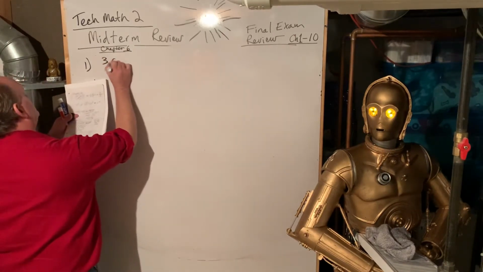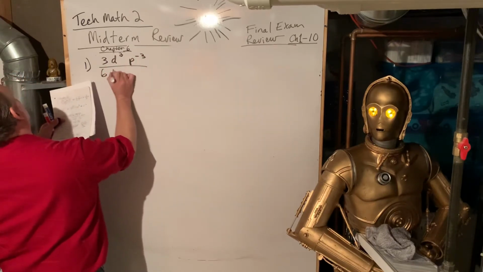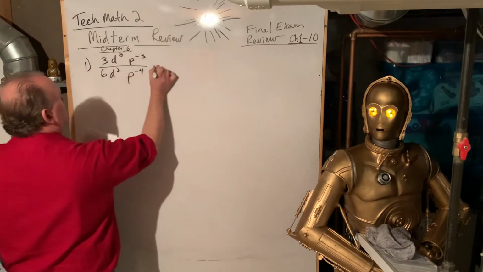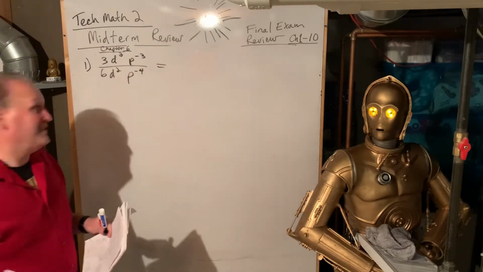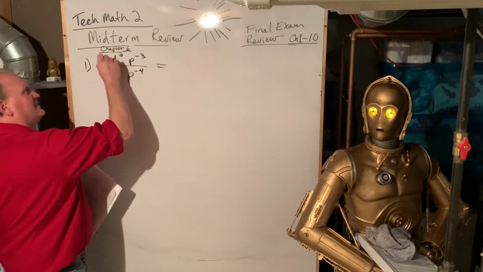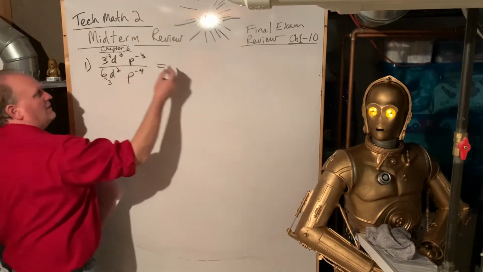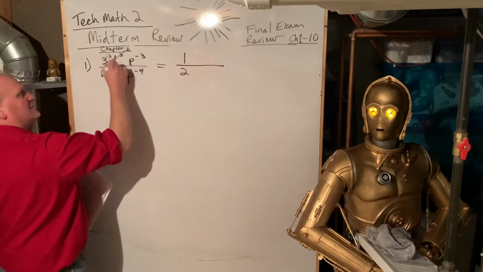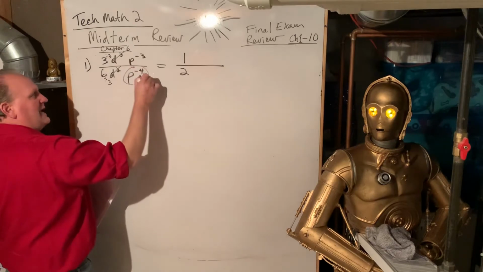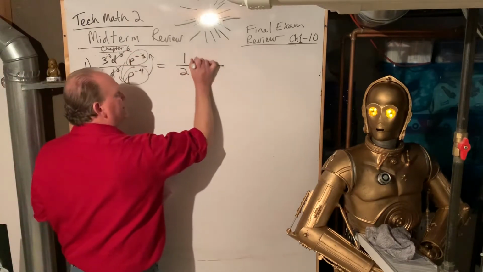So 3d squared p negative 3 over 6d squared p negative 4. So again, we just had a test on this, which you all did very good on. Way to go. Let's reduce the numbers like how we always reduce the numbers. 1 over 2, right? 1/2. D squareds cancel. This negative power pulls that to the top. That negative power pulls that to the bottom.